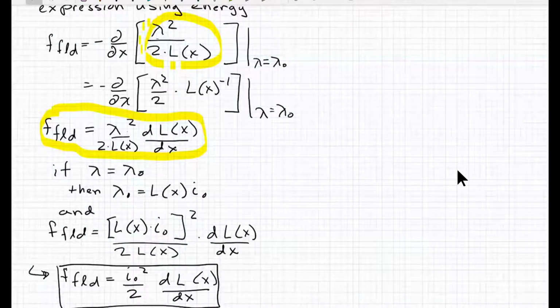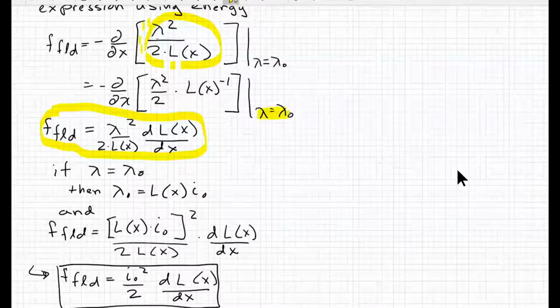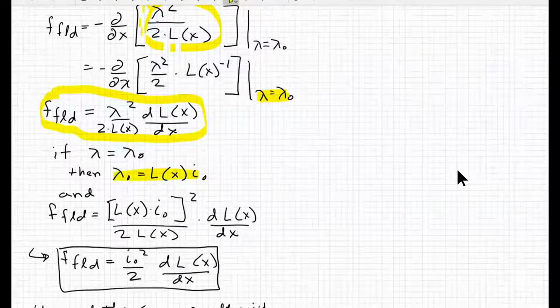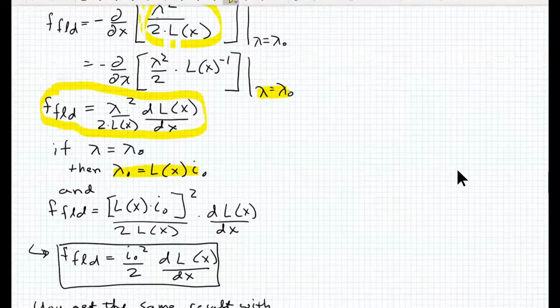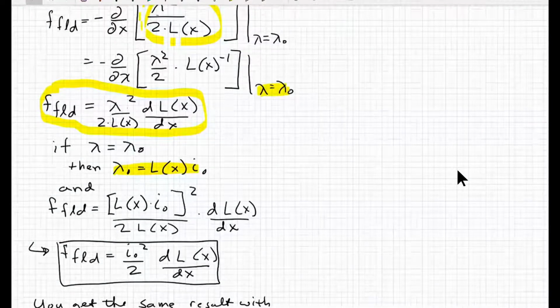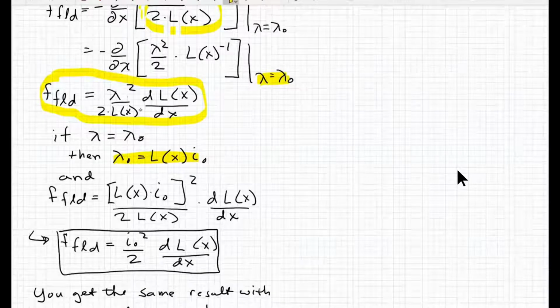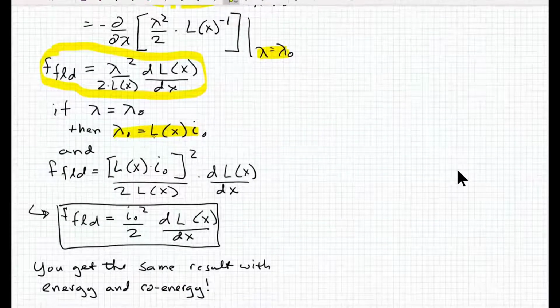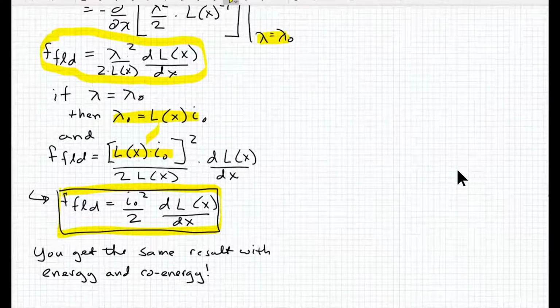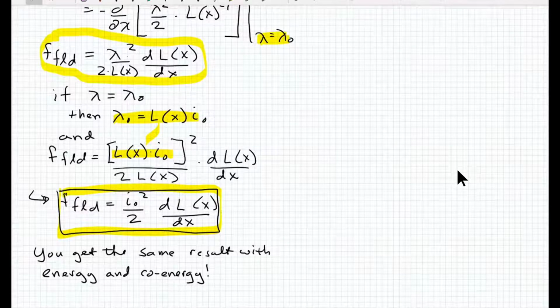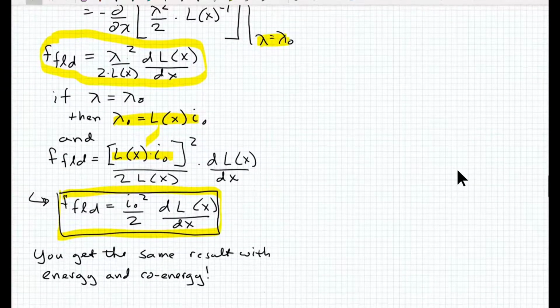What we have said here is that we are evaluating this at a specific flux level. Because of that, we can indeed use this expression: lambda at a specific current is the position-dependent L times I naught. So we can just go ahead and plug that into this final evaluated expression. So this goes in here, and it simplifies to this. So we actually get the same exact expression if we start with energy or co-energy. There's no difference.